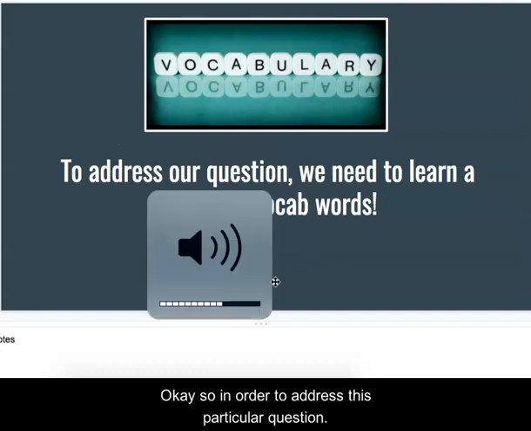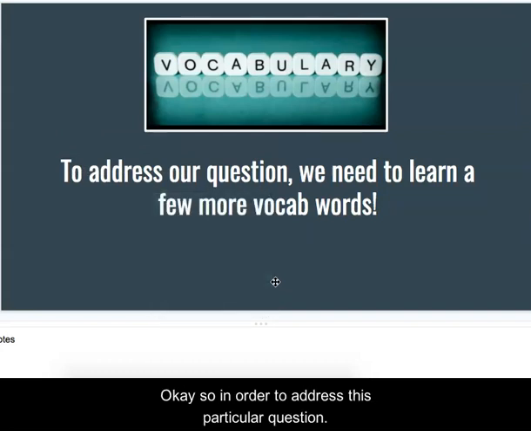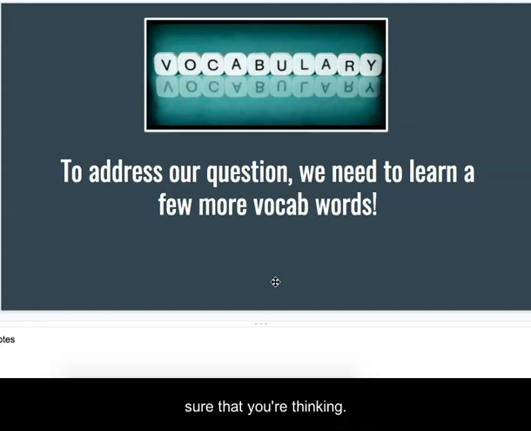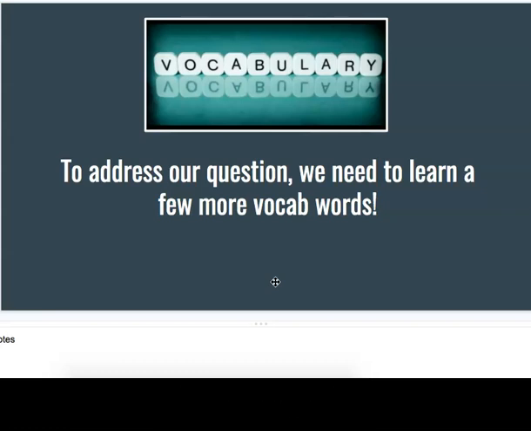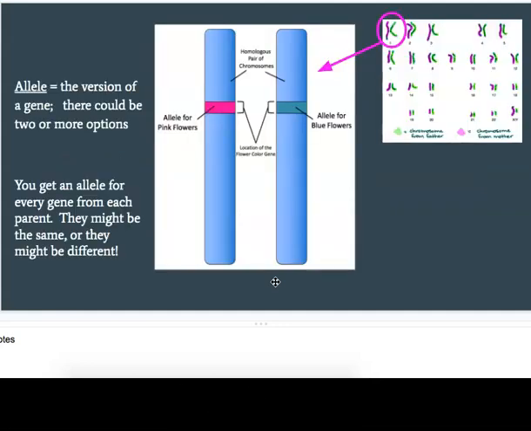Okay, so in order to address this particular question, we need to learn a few more vocabulary words. And I'm sure that you're thinking, I've already learned a whole bunch, but now we're going to learn a couple more because they're necessary for us to understand and answer the essential question as well as do our activity in a little bit. So one of the words that I would like you to write down is the info on the left.